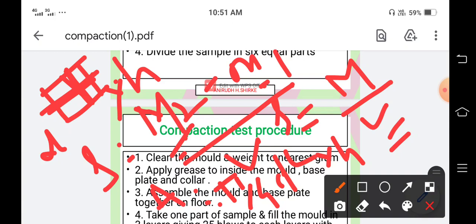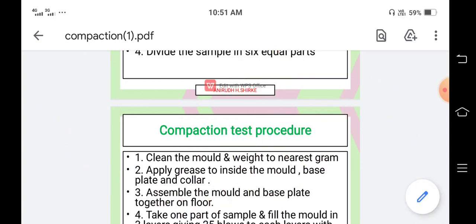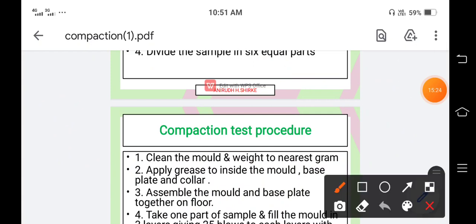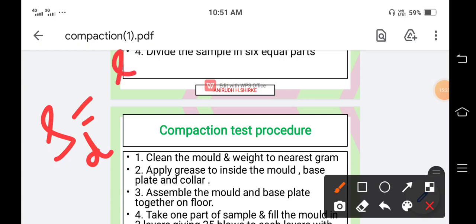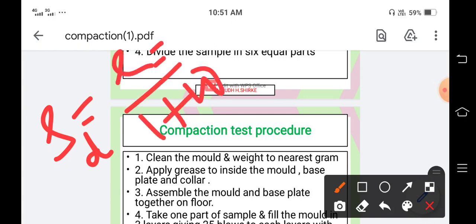From the bulk density and the water content, find out the dry density. How do we measure the dry density? That is rho d equal to rho upon 1 plus w. Okay, so we know the bulk density. For the determination of water content, take the soil sample from the mold and send it for the determination of the water content.